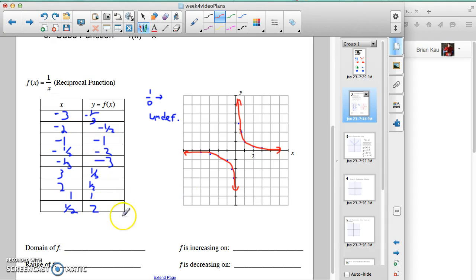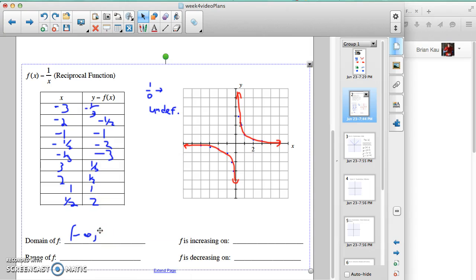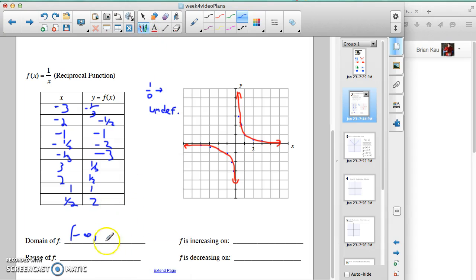So our domain here is going to be everything except 0. We should be able to plug in everything except 0. So if we were writing this out in interval notation, we would go negative infinity to 0, and then we would continue on after 0, so we'd have another interval starting at 0 and going to positive infinity. So that would be our domain.